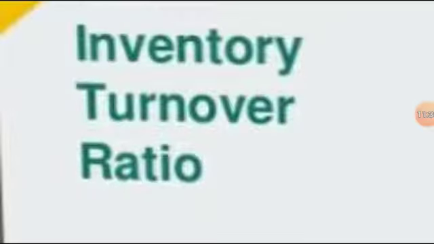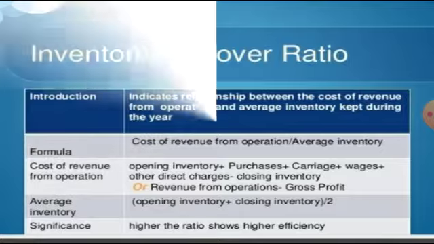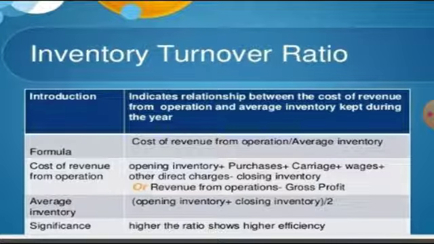Inventory turnover ratio. Inventory turnover or stock turnover ratio is a ratio which indicates the number of times the stock is turned over during a year. It expresses the relationship between the cost of goods sold and the stock of goods. So here the inventory turnover ratio formula is the cost of revenue from operations divided by average inventory.